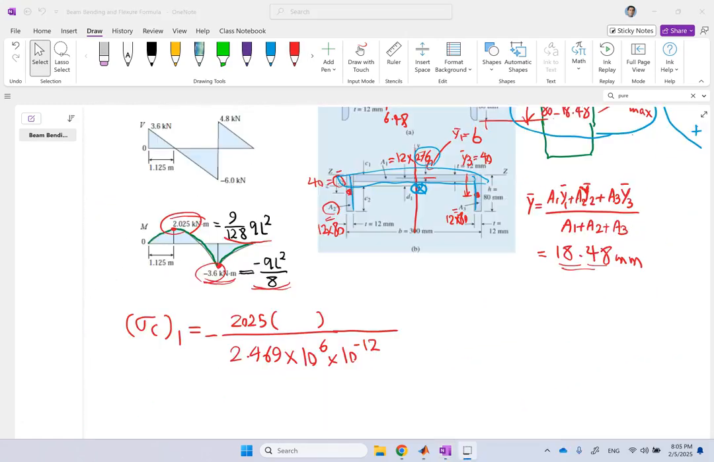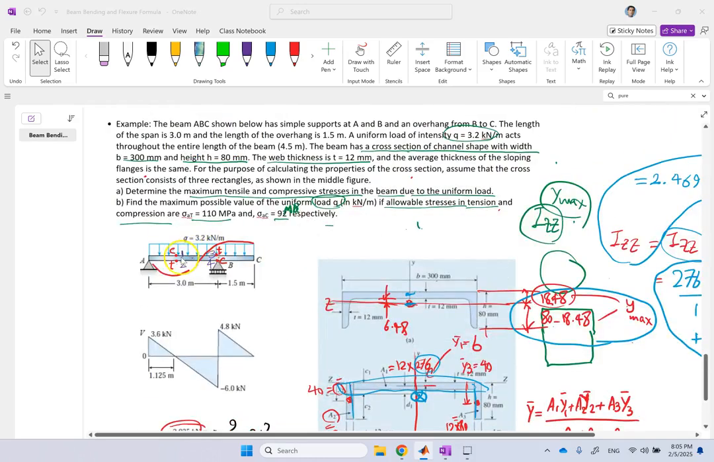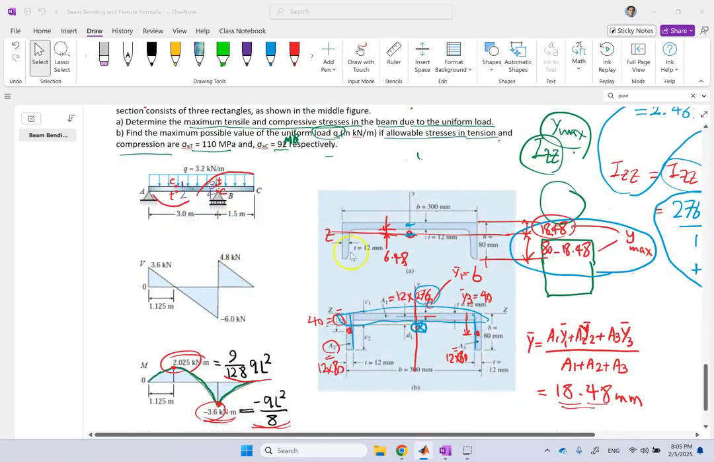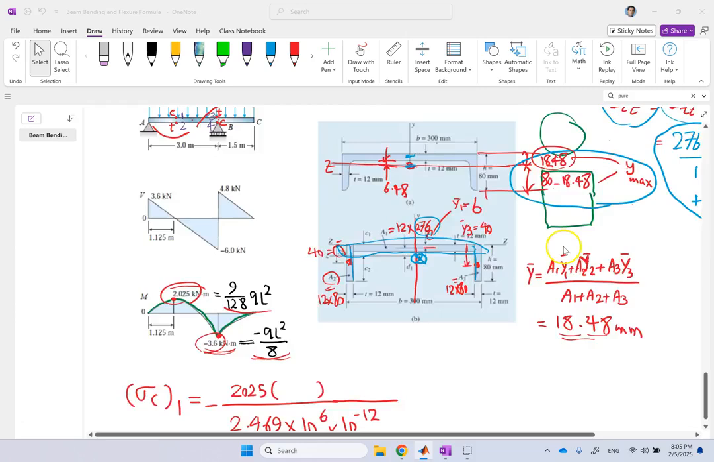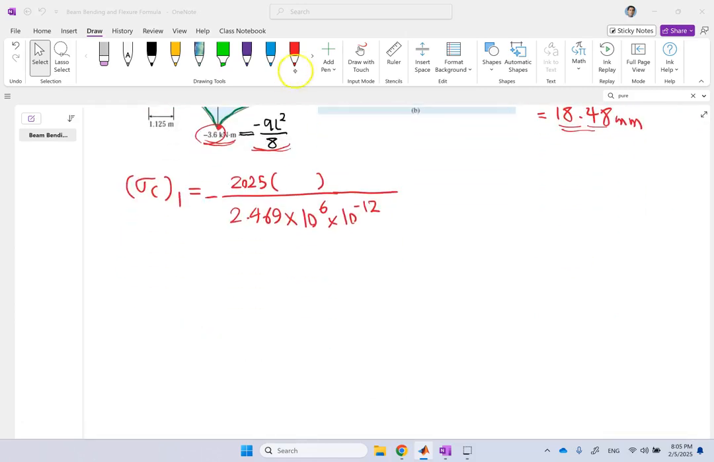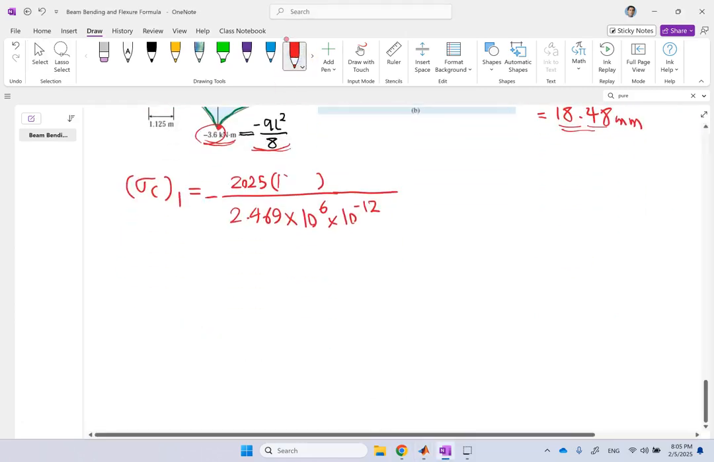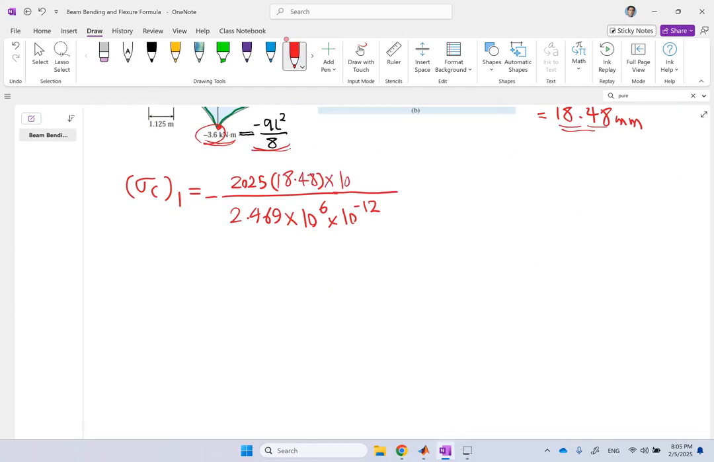And so for point 1 now, if I go back and look, point 1 is at the top, so y of it is positive, and it is how much it is above the centroid, which is 1848. So I'm gonna write it right here, 1848, but it is in mils, so pay attention, you convert it to meters. So that is sigma of C1.